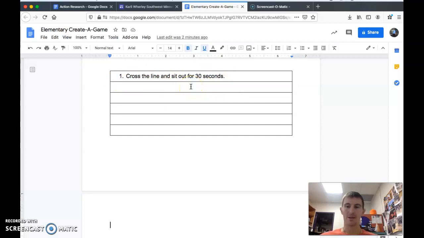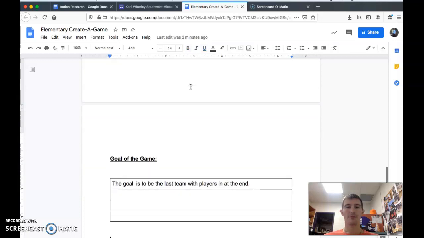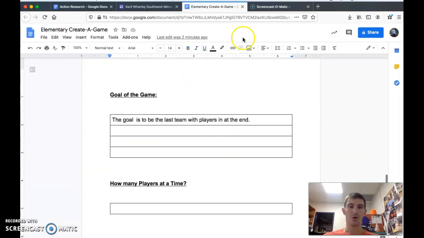If you think about the way that we play some of our dodgeball games in class, there have been times where if you've gone on the other side when you weren't supposed to, then I think maybe giving you a 30-second penalty makes sense. Okay, so obviously your game should have a goal. So the goal is to be the last team with players in at the end.